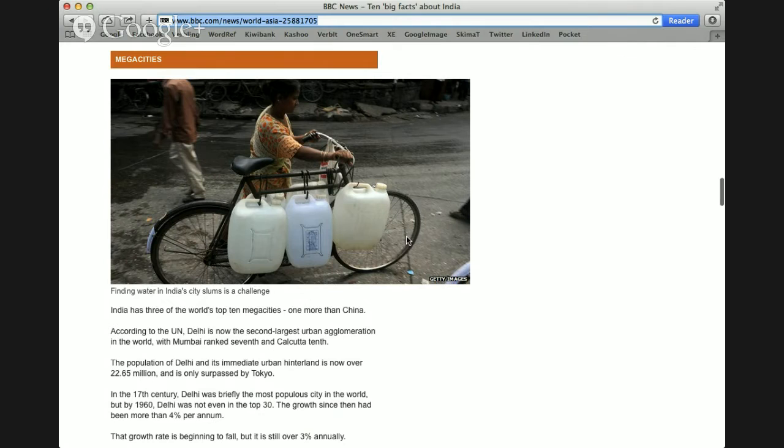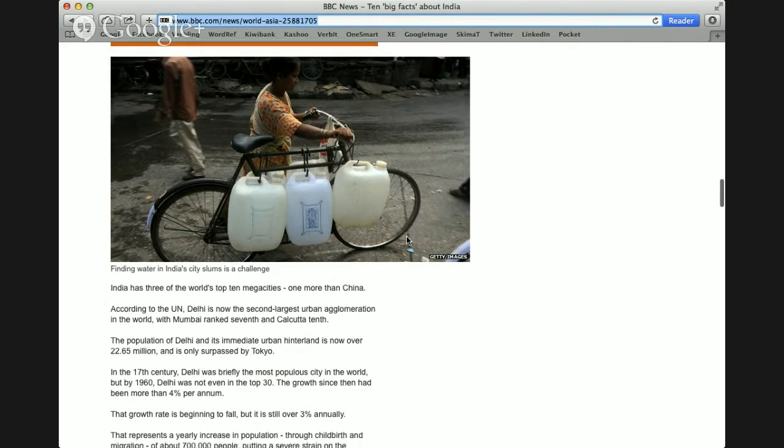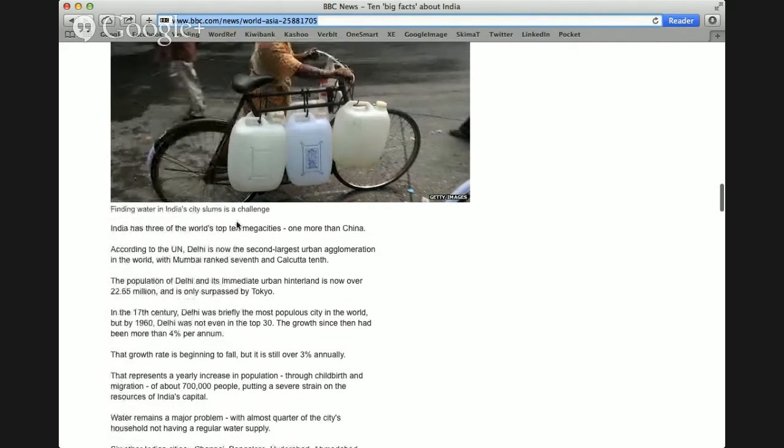So we're going to start off by reading, and then I want to ask you about your countries. You can see here a nice picture of an Indian lady with a bicycle, and it says underneath this. So I'm going to ask Noelia, could you read for us, please, starting with the caption, which is here. Okay. Finding water in India's city slums is a challenge.